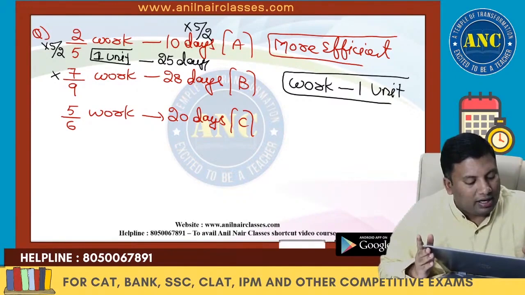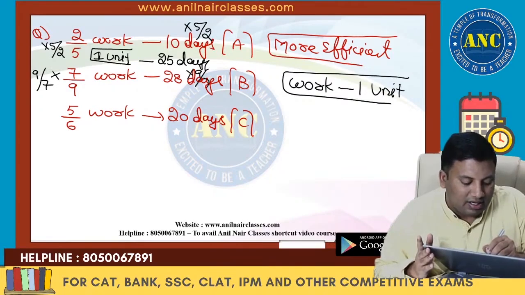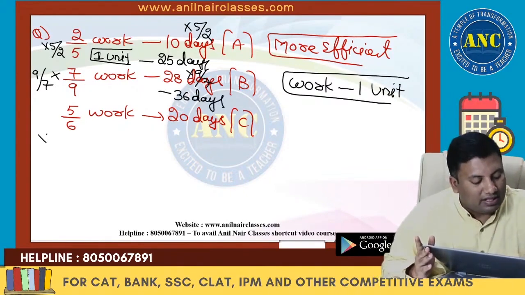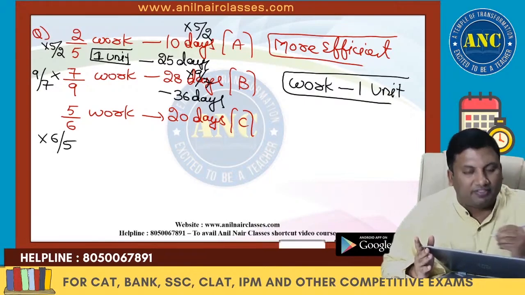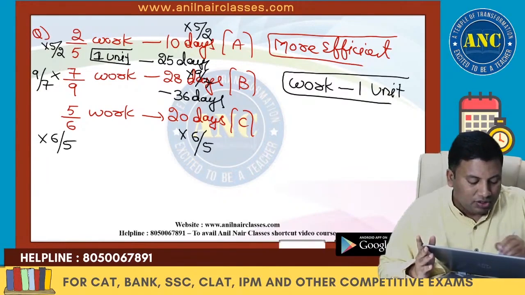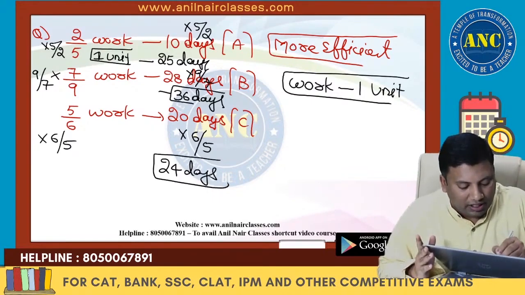7 by 9: multiply by 9 by 7. 7 fours are 28, so the total work can be completed in 36 days. 5 by 6: multiply by 6 by 5. Total work is 1 unit into 6 by 5, so this is nothing but 24 days. 25 days, 36 days and 24 days.